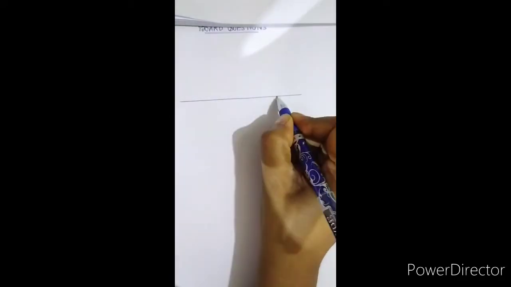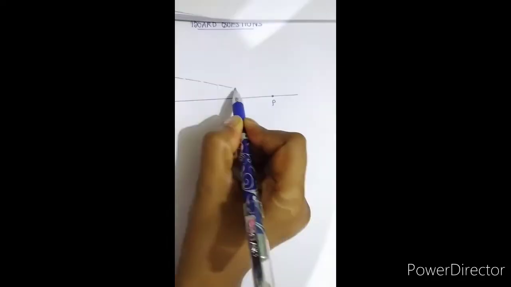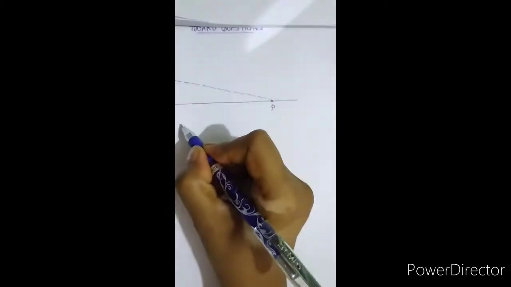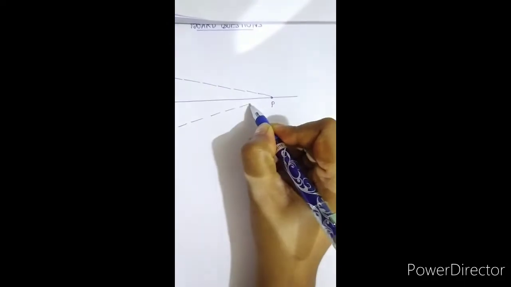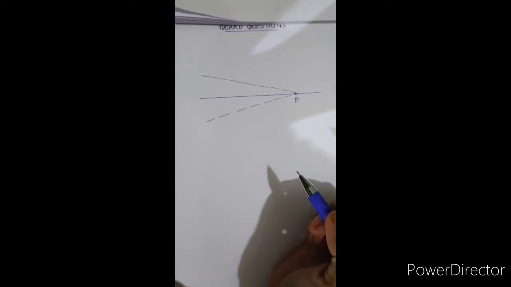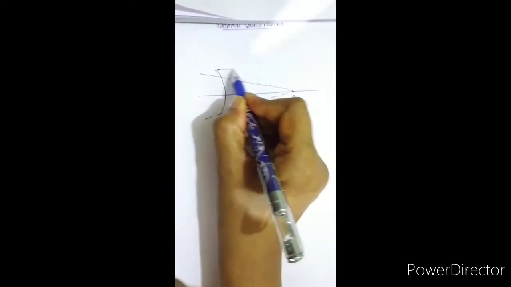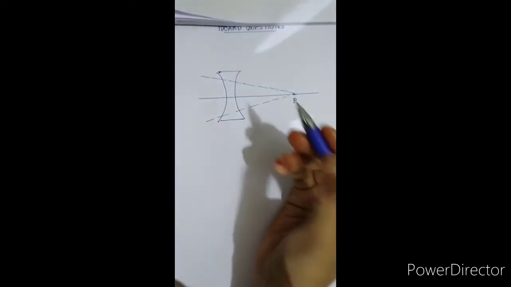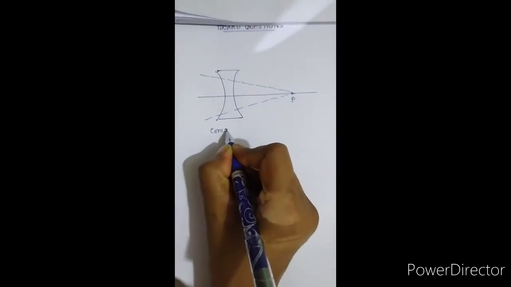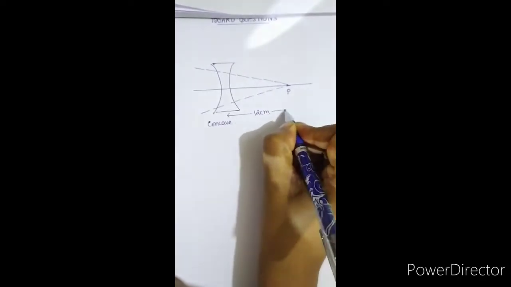Suppose this is a straight line, and this is a point P where the beam of light is converging. Let me draw a dotted line. You can use a scale to draw. So let's say it is converging at this particular point. According to this question, we will now place a concave lens at a distance of 12 cm from P. Suppose the concave lens is placed here, and from P this distance is my 12 cm.